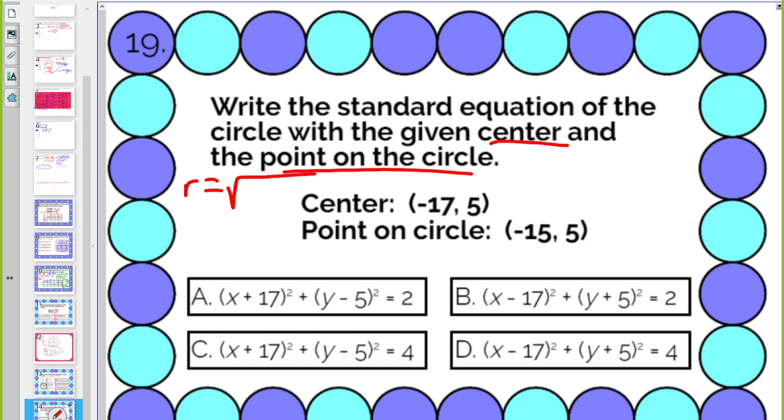So we use this formula. Subtract the x's. -17, but then it's plus 15, so that changes the sign. Squared. Oh, nice. 5 minus 5 is 0, so that cancels out. So my radius is -2 squared, and the square root of it is -2.